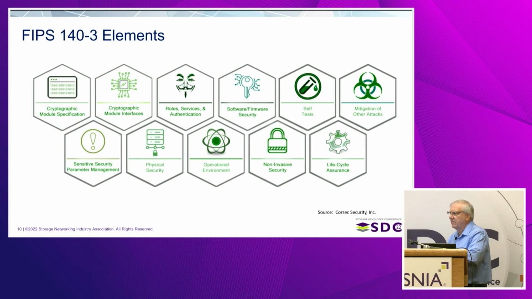Historically, software can only get FIPS certification at level 1, because you can't put tamper evidence on the software piece of it. I mean, you could sign it, but that's not tamper evidence. And as you go up, it gets even nastier.